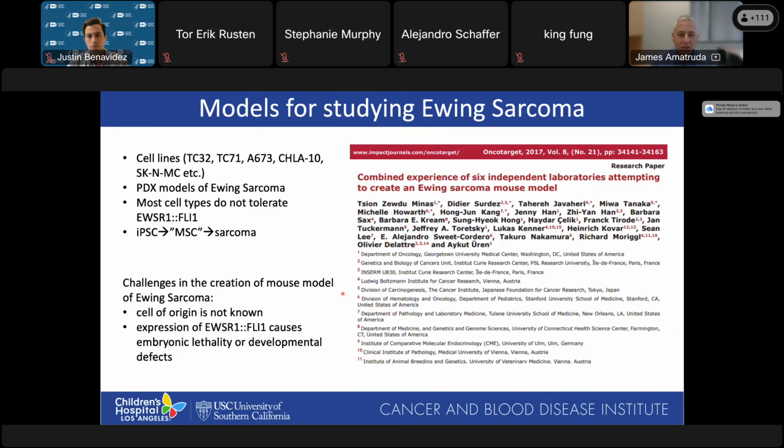One of the things that's really limited progress in this field is the absence of a genetic animal model of Ewing sarcoma. It's not for lack of trying. There are cell lines that are put to good use. There are some PDX models.